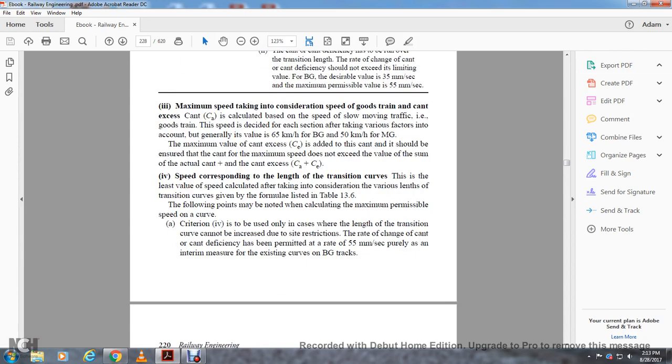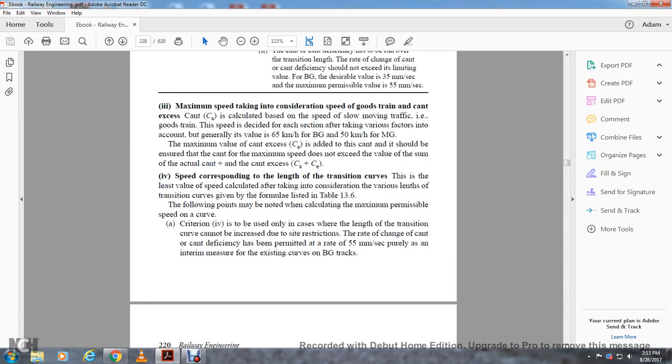3. Maximum speed. Take into consideration the speed of goods trains; the cant excess is calculated based on the speed of the slowest moving traffic. The goods train speed is decided for each section, taking various factors into account. Threshold value below 65 kilometers an hour for broad gauge, 50 kilometers an hour for meter gauge.